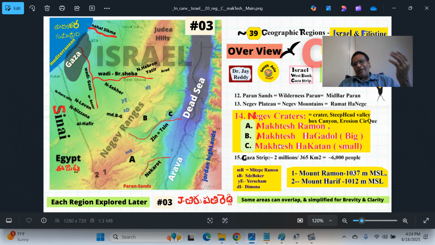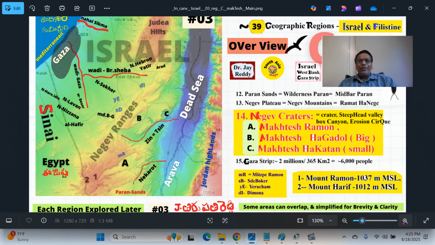After a few years, around the 1940s, another crater was discovered, the Ramon, which is even the biggest of them. So we can say this is the biggest, this is the medium, this is small. Sometimes this is called the large, this is small. Just keep these terms in mind so that you have a good understanding.